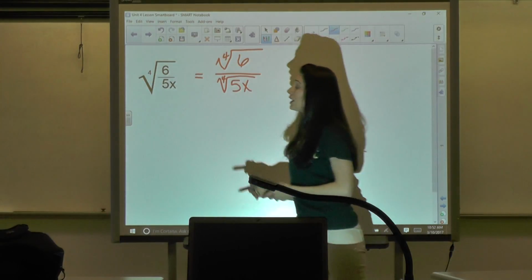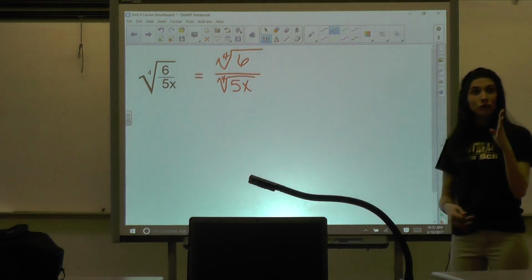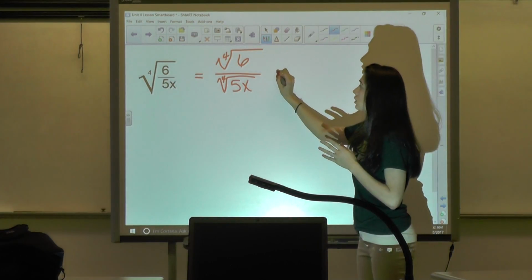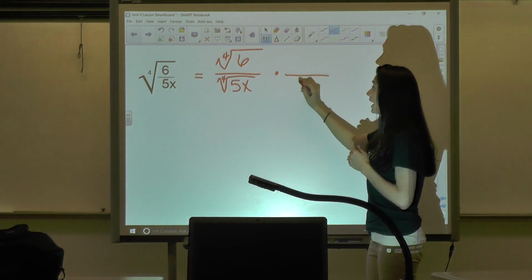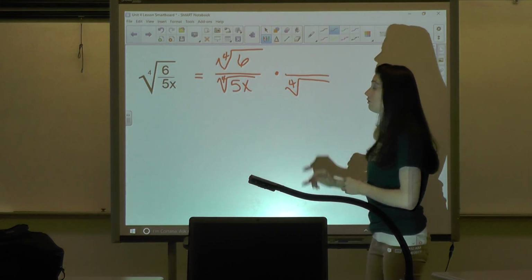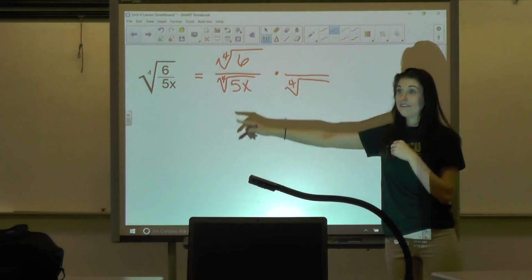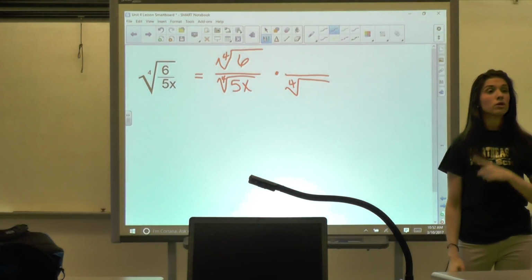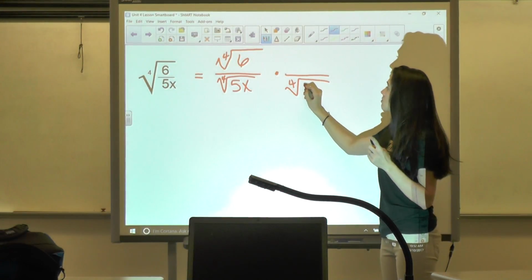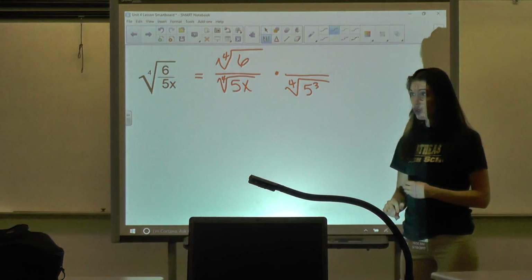For this problem right here, it's different because you need 4 of something. So what we're going to do is we're going to multiply it by the fourth root of, you told me I have 1 5, and I need 3 more in order to bring 1 out. So you are going to multiply it by 5 cubed.